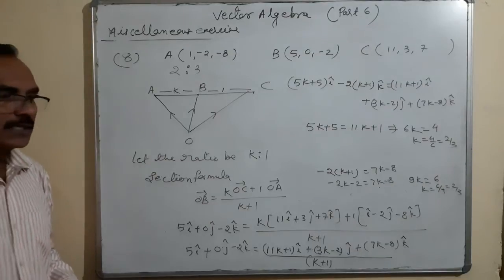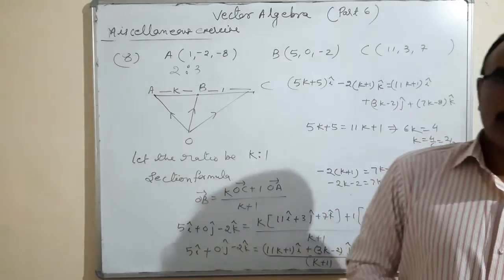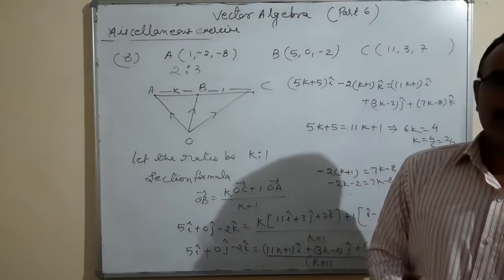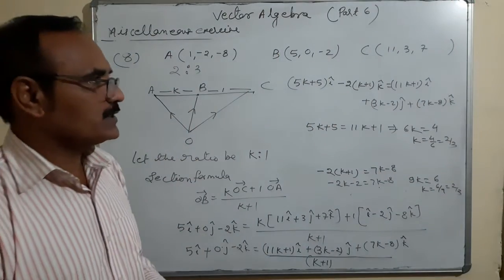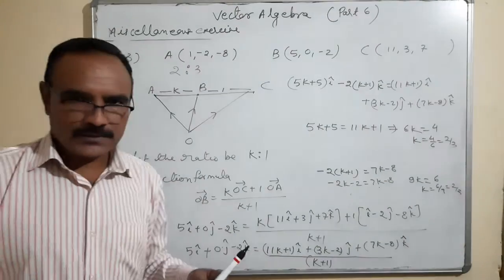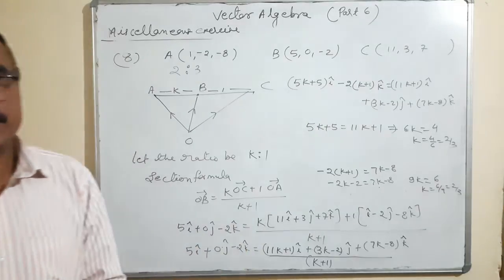So these are the two parts. Number one, we have to prove that all three points are collinear. Second, we are going to find in which ratio B divides AC. The ratio is 2:3, and because AB plus BC is equal to AC, that means B is the point coming in between A and C, and A, B, C are collinear.